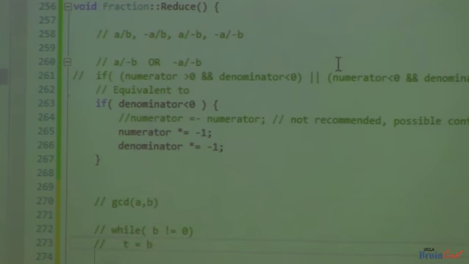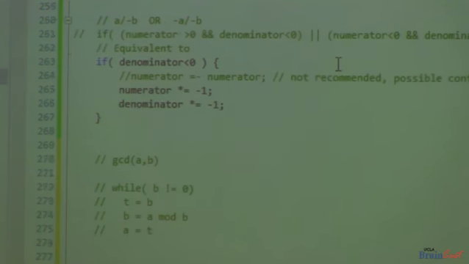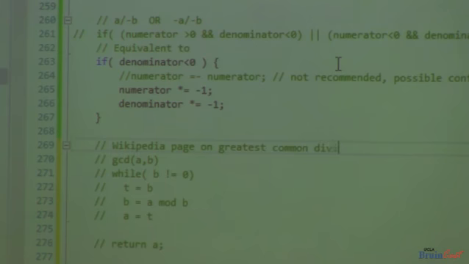T equals B, B equals A mod B, and then A equals T, and then you return A. So while B is not equal to 0, I got this from the Wikipedia page. Greatest common divisor. The return value is the greatest common divisor.